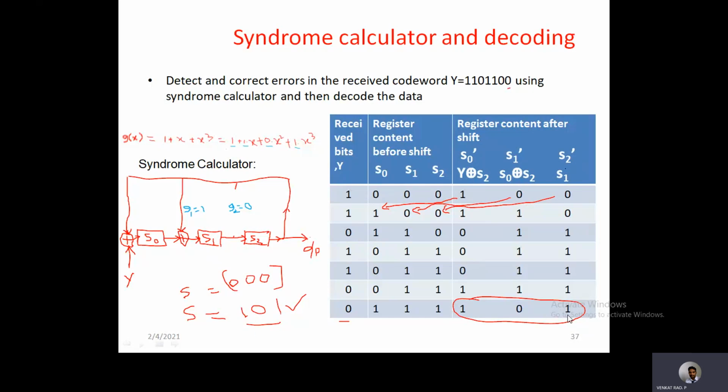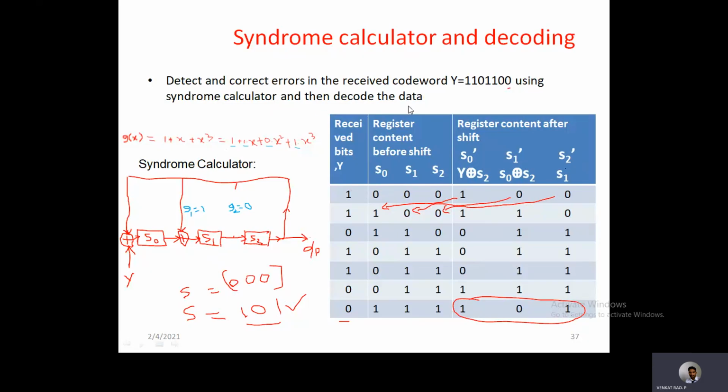So that is 101. If you write it in reverse, it is also 101. So this is the syndrome vector, which is identified as 101. We have identified the syndrome vector from the syndrome calculator shift register diagram. So what next? The problem is to detect and correct errors in the received code word using the syndrome calculator and then decode the data. We need to identify the errors, correct them using this diagram, and decode the data also.